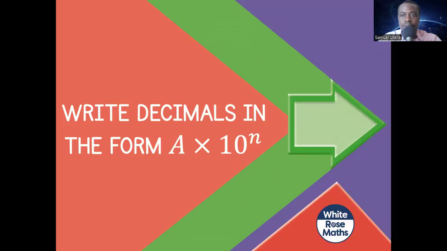So, in your previous lesson, you learned how to write negative powers of 10. In this lesson, you're going to learn how to write decimal numbers in standard form, otherwise in the form a times 10 to the power n. Decimals contain negative powers of 10, so your knowledge of the previous lesson will be very useful in this lesson.